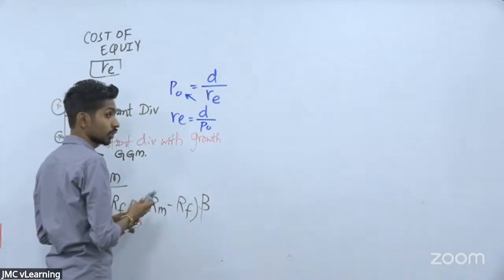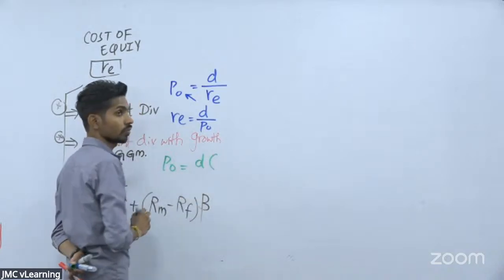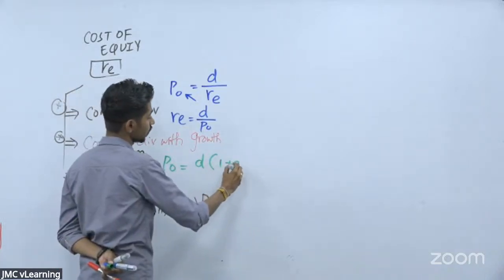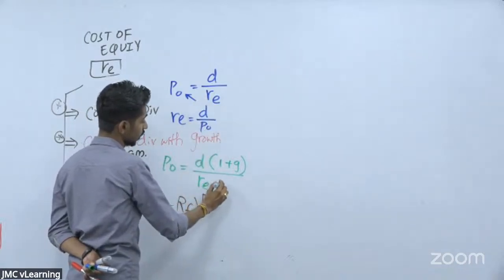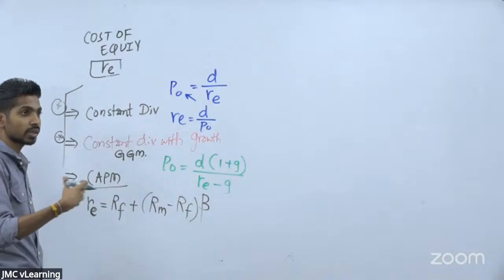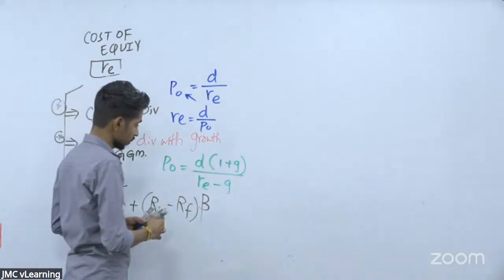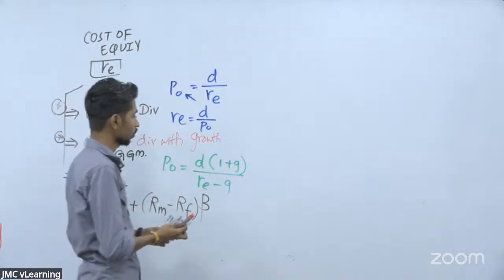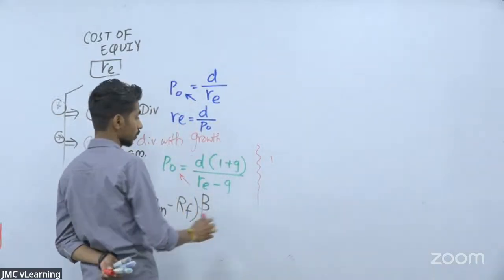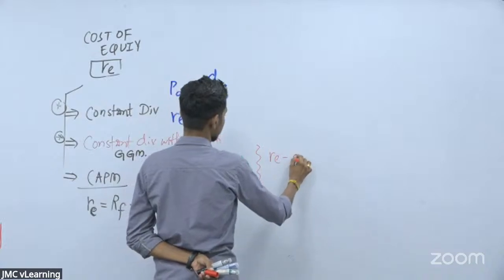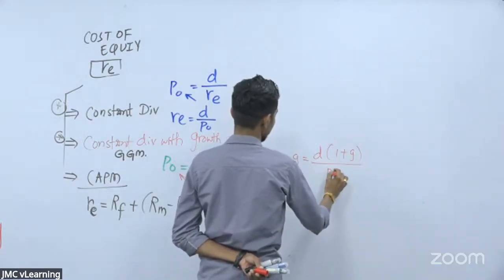Okay. Then the growth model. There should be some growth, no? Then here P0 equals the dividend, open bracket 1 plus G, that is the growth, close bracket, divided by RE minus G. Why? Expected return includes our expected growth, then we have to remove it. Then how will we find out the RE? You have to use the mathematical knowledge and do the same cross multiplication method. Then RE minus G equals D open bracket 1 plus G divided by P0.